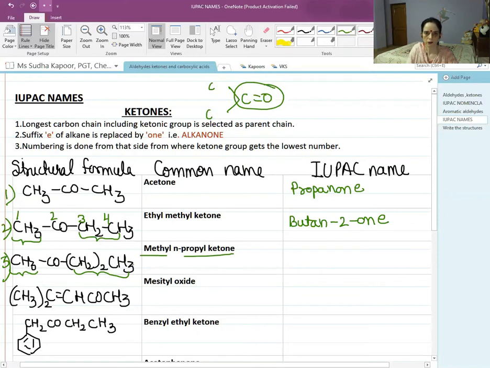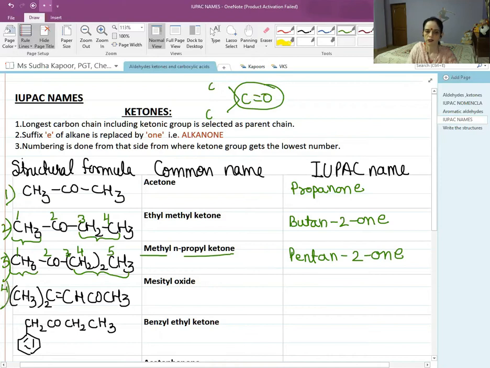But when we are talking about the IUPAC name, the longest chain is of 5 carbons: 1, 2, 3, 4, 5. And giving the lowest number to the CO, it gets the second position, then 3, then 4, and then 5. The 3 and 4 carbons are within this part. So it becomes pentane-2-one. Okay, the number of the ketone has to be specified.